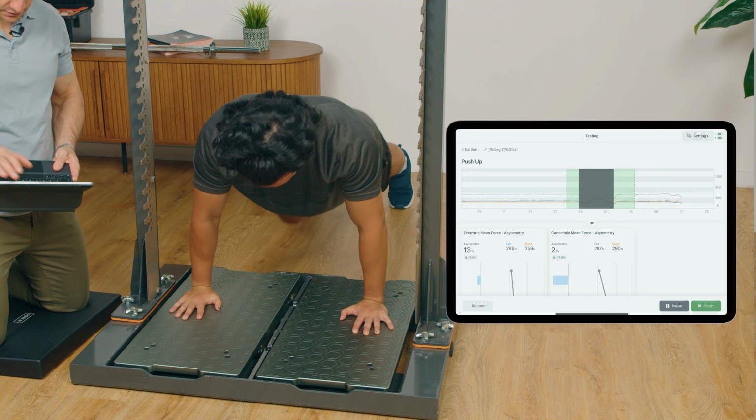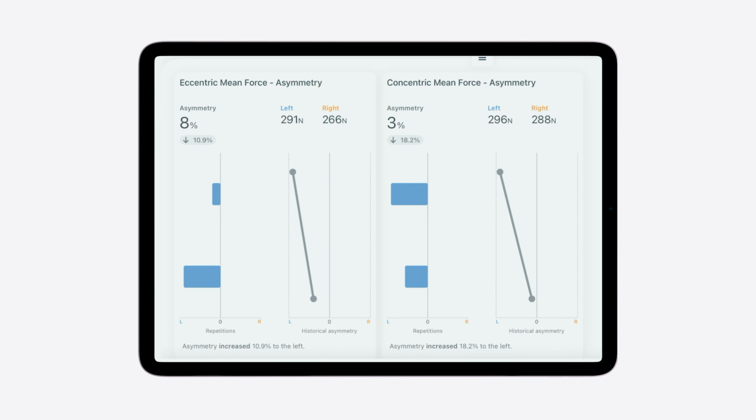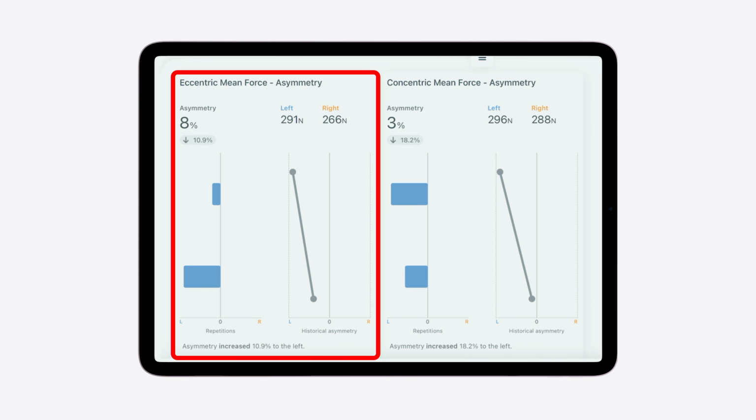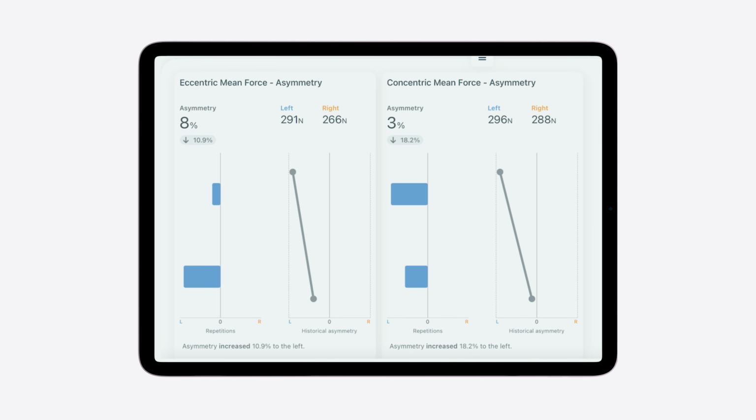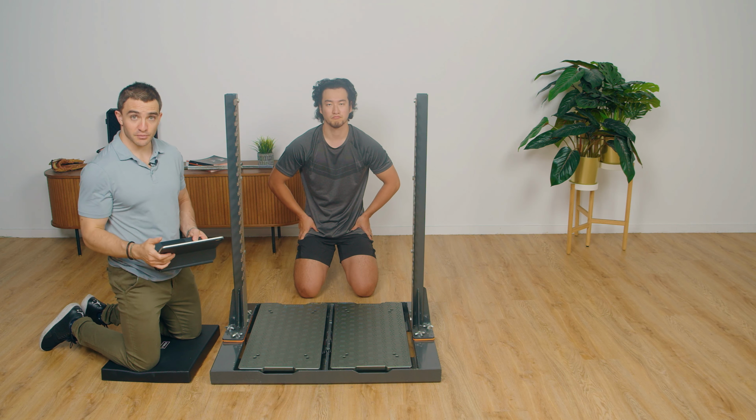Perfect, and relax. So we can see the data here. What we're looking at is, as expected with a right-sided injury, Cal's placing a little bit more force through his left side. And we can see that in both the eccentric and the concentric phases. So the metrics I've chosen to look at is the eccentric mean force asymmetry. So on the way down, on average, which side is producing more force? And then we're looking at the same thing respectively for the concentric phase. This can give us an idea of what we want to focus on as we start to implement our exercise intervention.